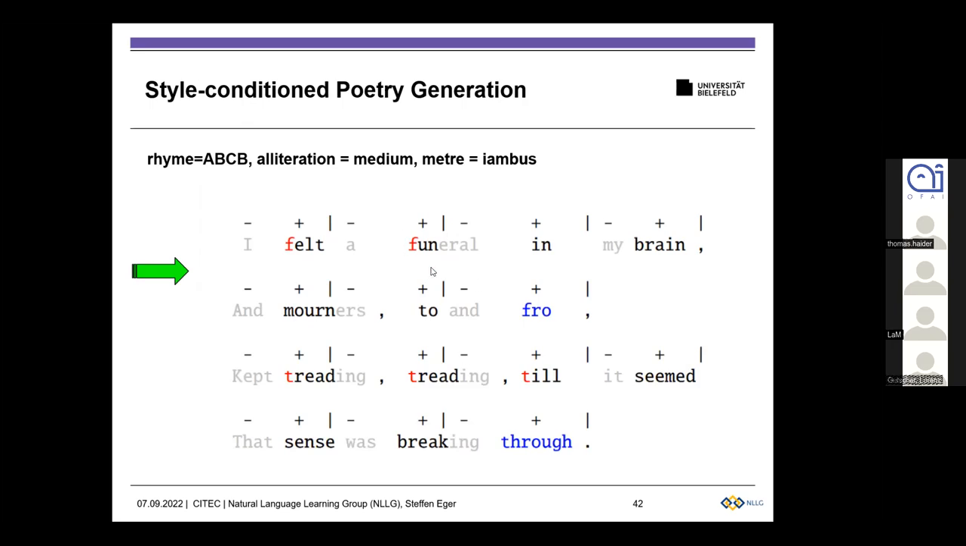Now, this is not a model generated poem, it's a human poem. And what you see here, it does satisfy the rhyme scheme, for example. So here we have B and B, here's a rhyming pair, throw and through. It's not a perfect rhyme, but an imperfect rhyme. We also have some alliterations, for example, felt a funeral. So two words that have the same initial sound, that can also have intervening material, or treading till. So it's another alliteration. And the meter is iambus here because per line, we have a sequence of unstressed and stressed syllables. And this is how our training data actually looks for our models, right? They have this kind of training data.